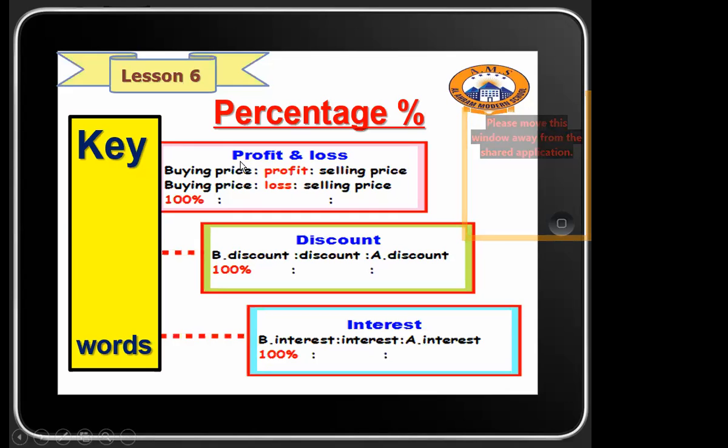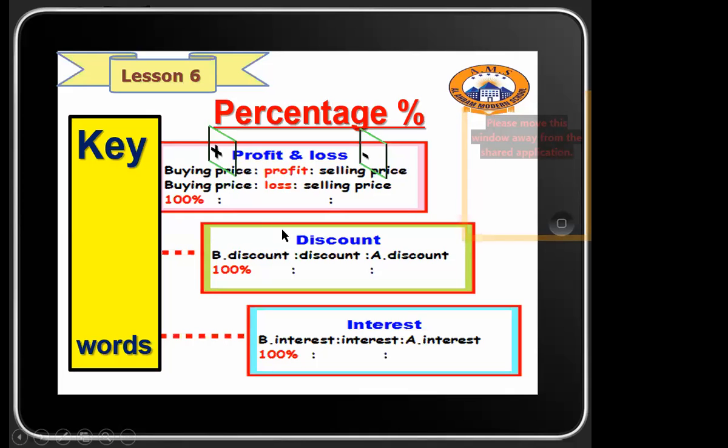The first one is the profit and the loss. Profit means that I'm going to have money, so I'm going to make plus, okay? And loss means that I'm going to lose my money, so the operation is going to be minus. For the profit and the loss, we're going to use some keywords. The first one is the buying price, and then the selling price. So buying price, profit or loss, and then the selling price. This is the first keyword for the miscellaneous.